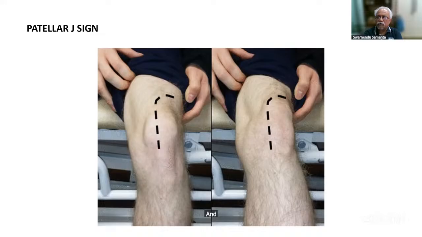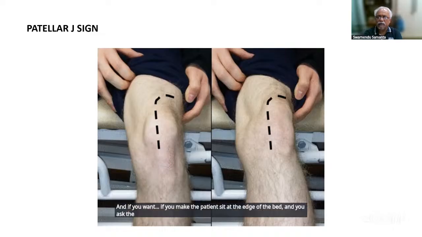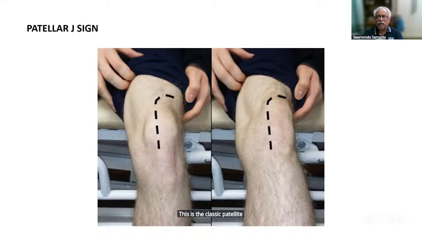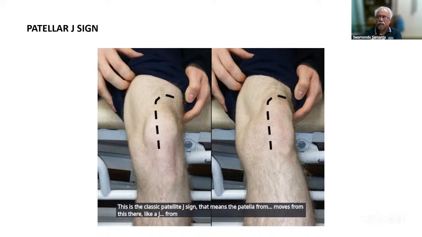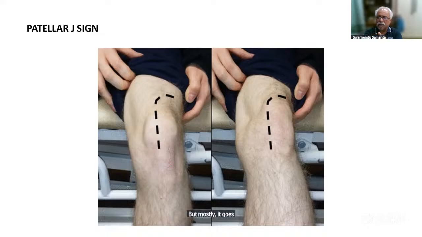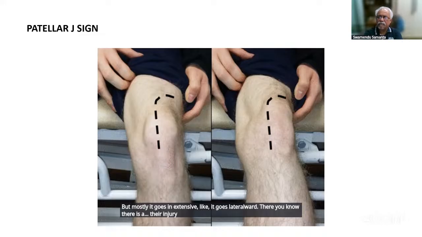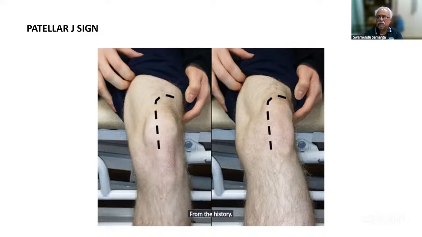If you make the patient sit at the edge of the bed and ask the patient to move from flexion to extension, you watch how the patella moves. This is the classic patellar J sign. The patella moves like a J from flexion to extension. It can happen both ways, but in extension it goes lateralwards. Then you know there is an injury to the MPFL, or from the history and the tenderness. With the classic J sign, you can know there is injury to the medial side patellar structures or the MPFL.